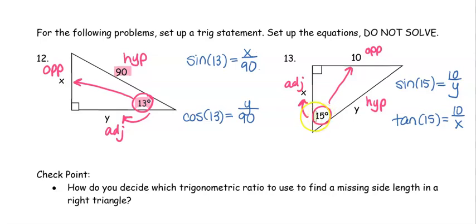In the next one, I'm going to use 15 and 10 each time because those, again, are the numbers provided. 10 is the opposite side. X is the adjacent. So if I'm going to solve for x, I'm using the tangent function, which is opposite over adjacent, opposite of 10 over the adjacent of x. When I'm solving for y, 10 is opposite, y is hypotenuse, so that is why it is sine of 15 is 10 over y.